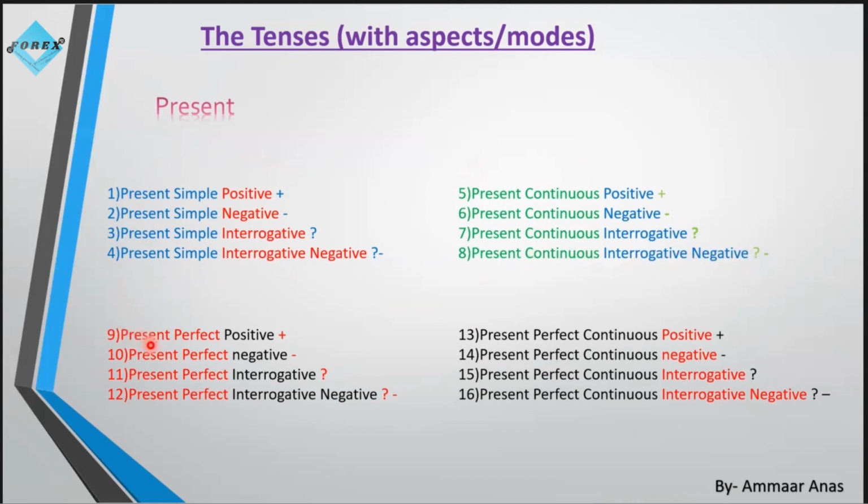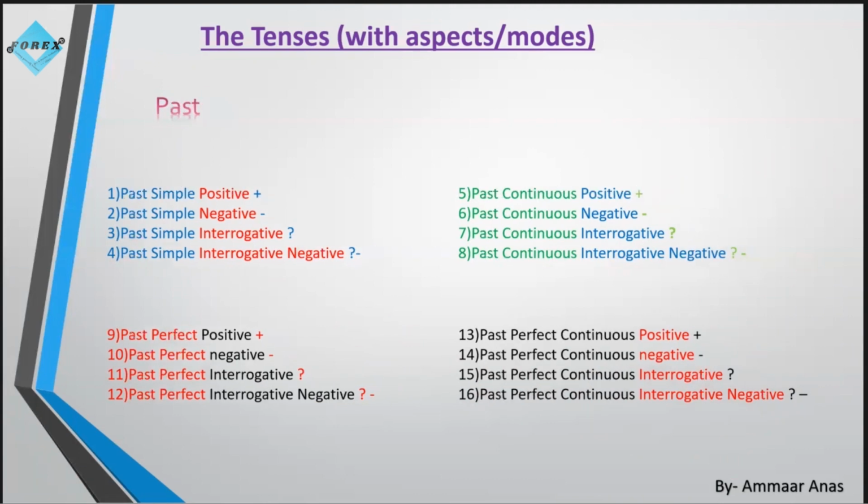Next, the present perfect positive, present perfect negative, present perfect interrogative, and present perfect interrogative negative. Okay, then we have present perfect continuous positive, present perfect continuous negative, present perfect continuous interrogative, and present perfect continuous interrogative negative. So you might be looking at these words as so long, you might be thinking this is too hard. No, it's just a word. It looks a bit long, but it's really simple if you understand the basic concept. So if you didn't understand any point in this video, you can just rewind and then check it out.